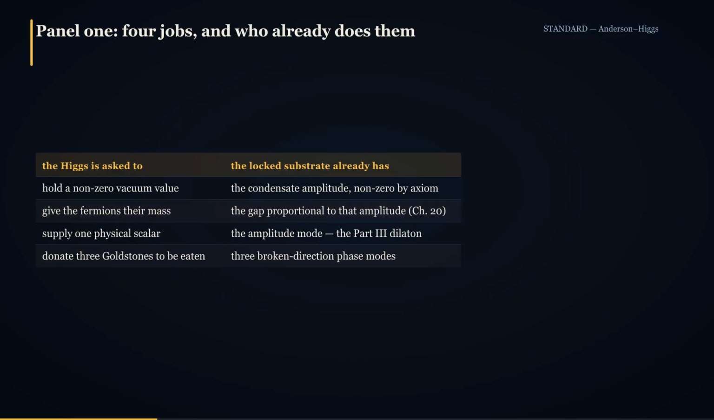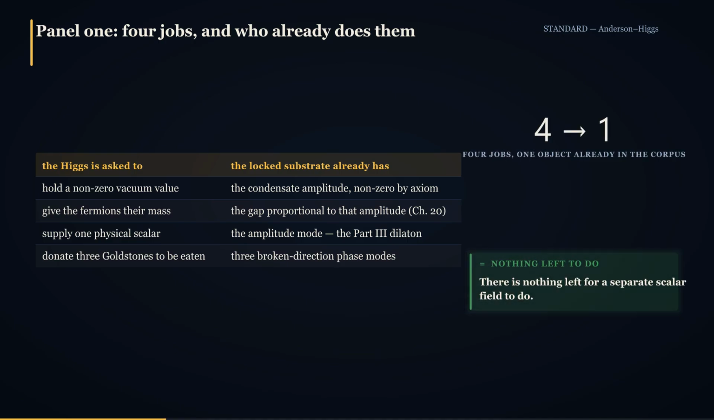The physical scalar is the amplitude mode, the dilaton that plays the Newtonian lapse in part 3, so job 3 is done. And the 3 broken direction phase modes are precisely the would-be Goldstones. 4 jobs, 1 object. There is nothing left for a separate scalar field to do.